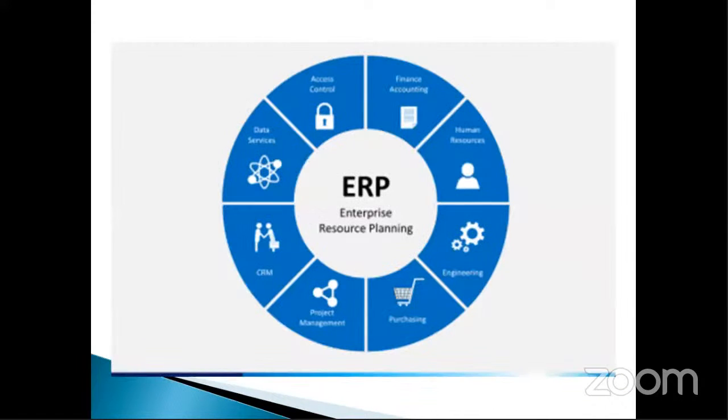So human resources, like HR department, and engineering department, purchasing. Engineering means it will cover plant maintenance and warehouse management. All the departments will be covered under engineering. Project management is creating new projects, CRM is customer relationship management, and data services is interfacing with other applications.